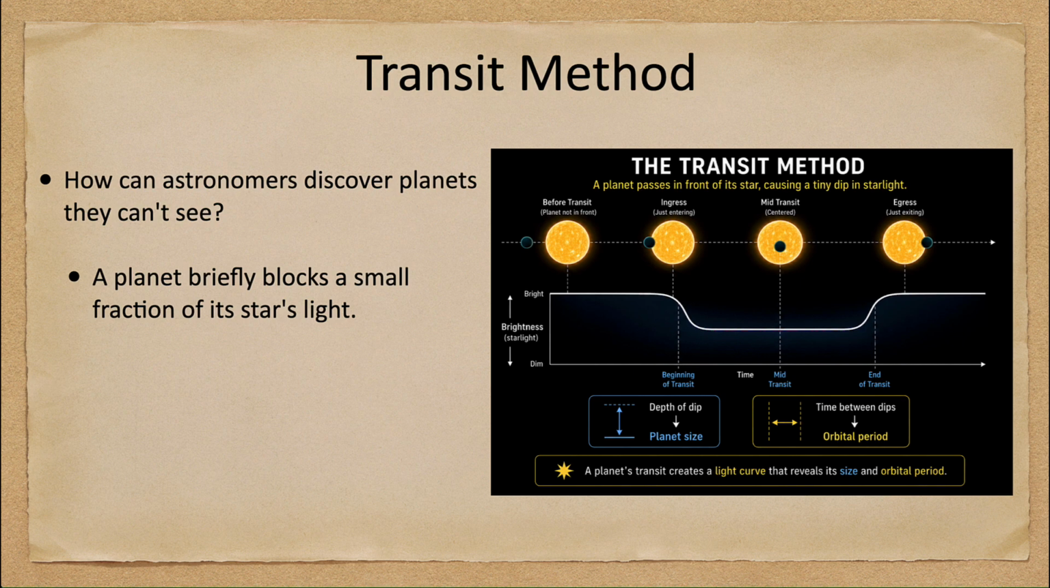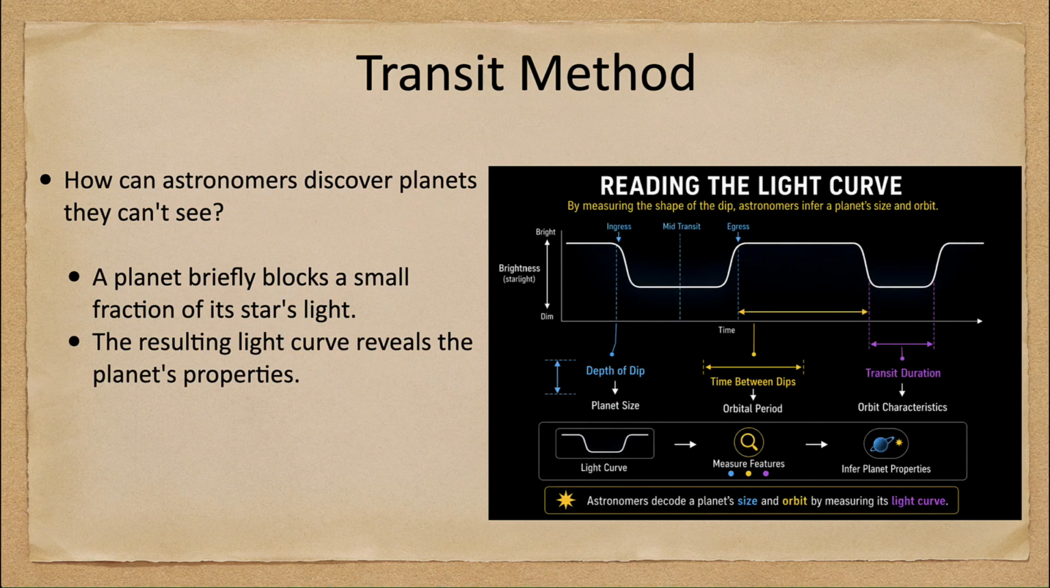A transit occurs when a planet passes directly between its star and our line of sight. As the planet crosses the face of the star, it blocks a very small fraction of the starlight reaching Earth. The result is a tiny dip in brightness that lasts only for a short time. Astronomers record this change by measuring the star's brightness over time, creating what is called a light curve.